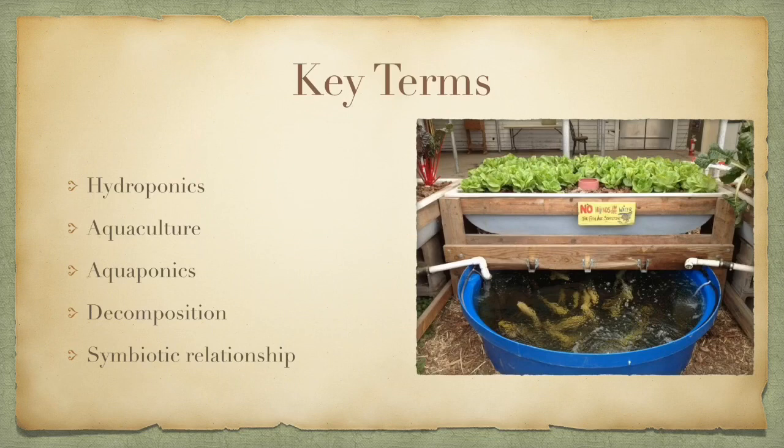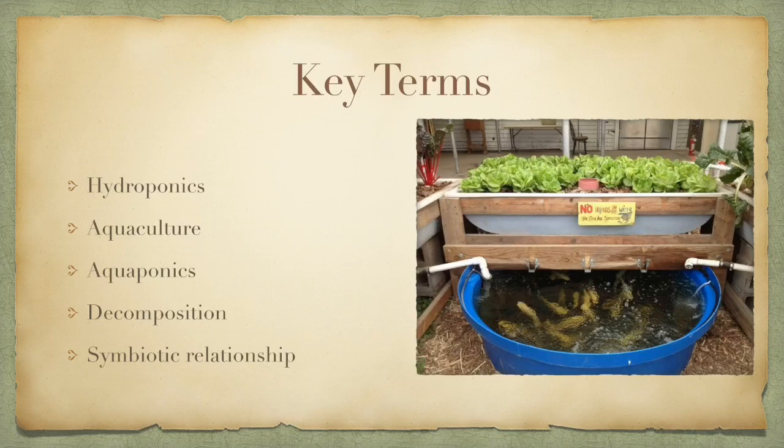fishes. Alright, so our next key term is decomposition, and this is the breaking down of substances into simpler parts, mainly by microorganisms, for example bacteria, protozoa. These are some of the microorganisms that act upon waste in the fish tank to break it down so that the nutrients from the waste can be used by the plants. That is key. That is an important part of the whole process.